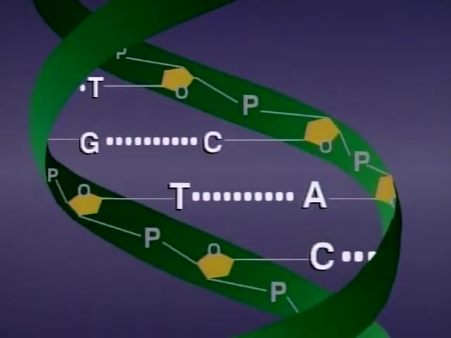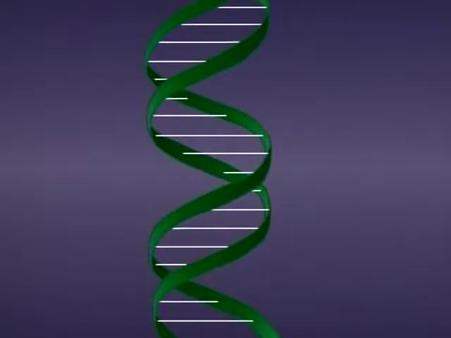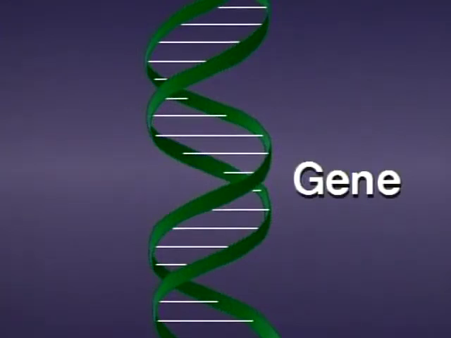But the relationship between the bases and the amino acids is not one-to-one, for there are only 4 bases, A, C, G, and T, and 20 amino acids. Instead, the code is based on a sequence of 3 bases. Each base triplet, GTC for instance, codes for 1 amino acid. A strand of DNA containing enough triplets to code for an entire polypeptide chain is called a gene.